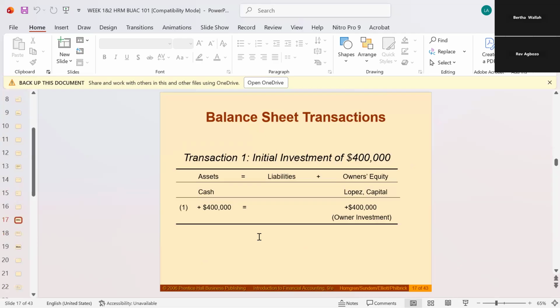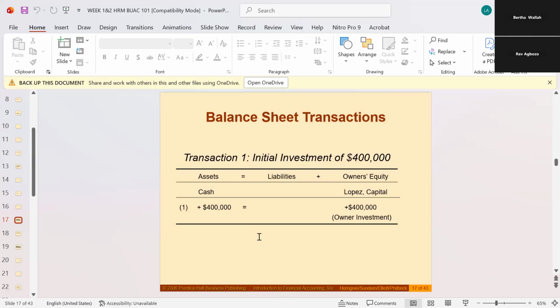So at any point in time, the assets of the business should be equal to the liabilities and then the equity or capital invested into the business. Let me explain this a bit so that you can understand. There are examples in the slide I've shared.